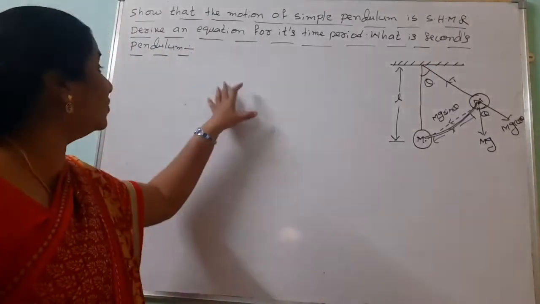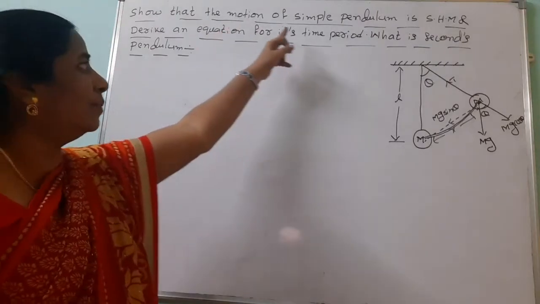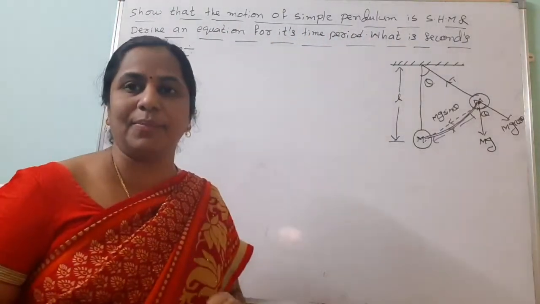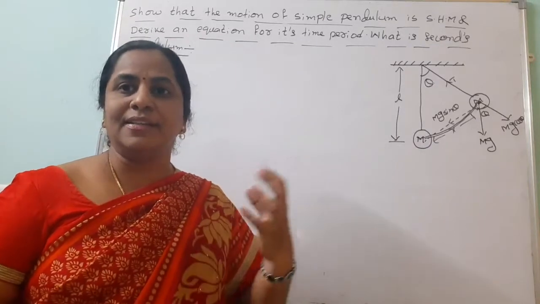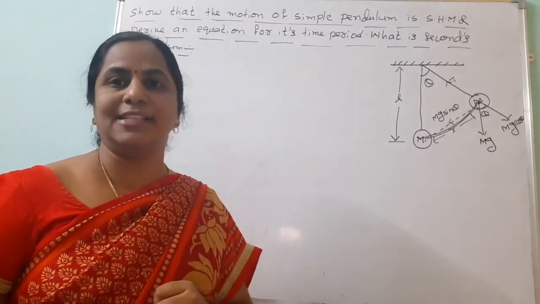In this question, what is the question? Show that the motion of a simple pendulum is simple harmonic motion. Then we should derive the expression for the time period. Then we can define what is the seconds pendulum.